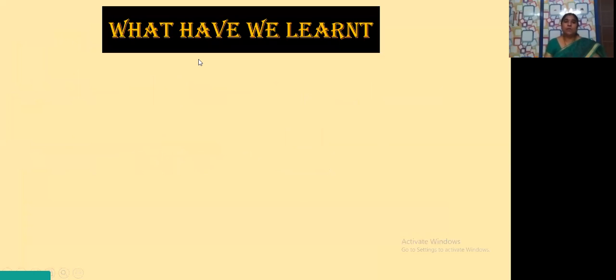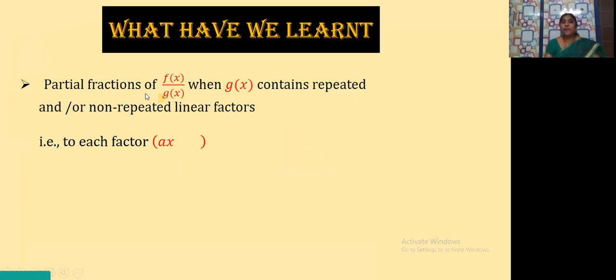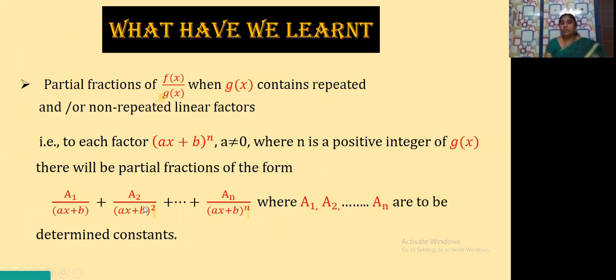So now here let us see what we have learned in today's class. Partial fractions of f of x by g of x when g of x contains repeated, non-repeated linear factors. So that is nothing but if a factor is there of the form ax plus b to the power of n, then the partial fractions are a1 by ax plus b plus a2 by ax plus b whole square, and so on, an by ax plus b whole to the power of n. So whatever is the n value here, that many partial fractions we get. Okay, for each partial fraction the power will be rising.